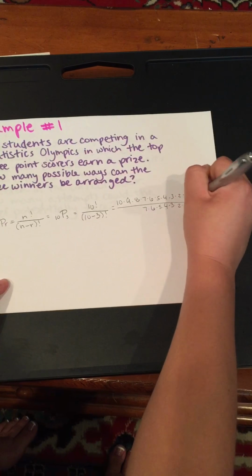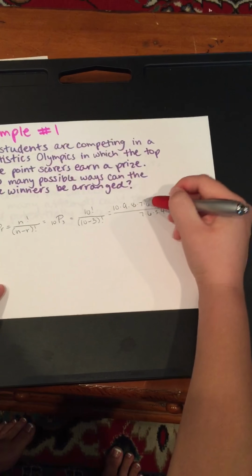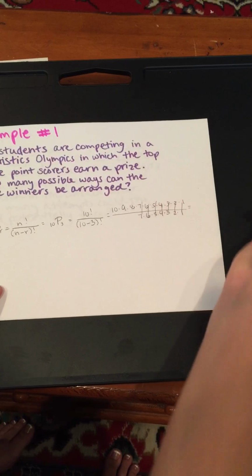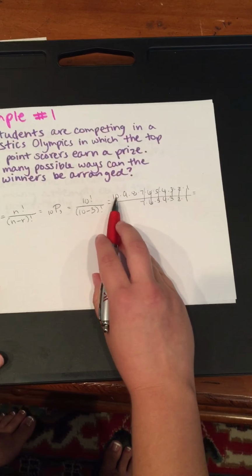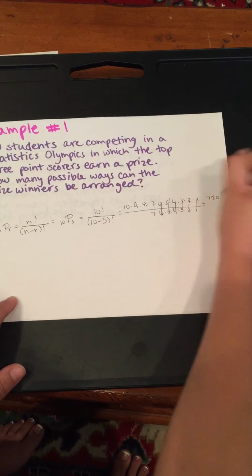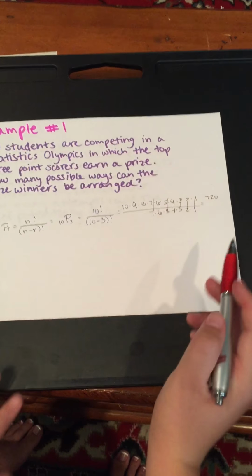7 times 6 times 5 times 4 times 3 times 2 times 1. And we know that all of these are going to cancel out, which always is kind of nice. And then we multiply 10 times 9 times 8, which gives us 720. So that means that there are 720 ways the top 3 point scorers can be arranged from the 10 competing students.